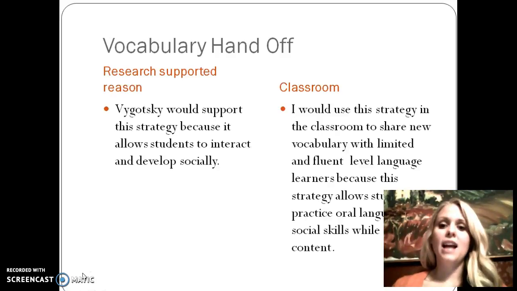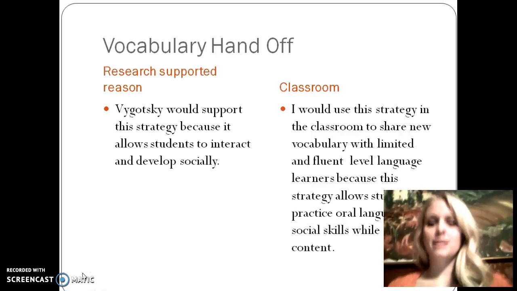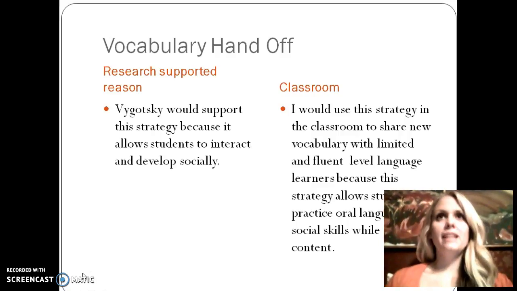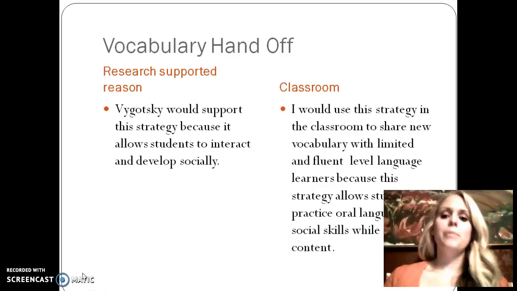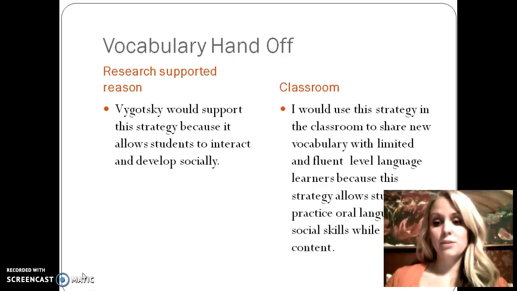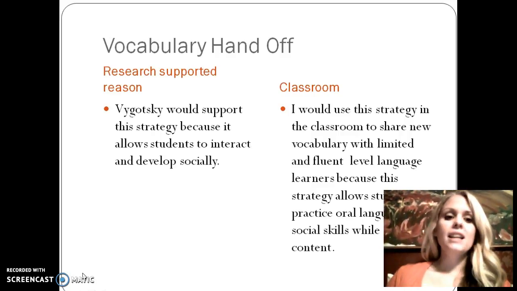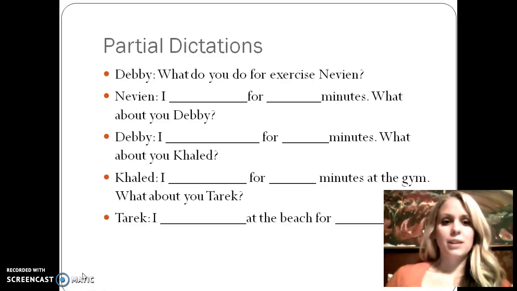I would use this strategy in the classroom to share new vocabulary with limited and fluent level language learners, because the strategy allows students to practice oral language and social skills while meeting the content criteria. I would also use this strategy for non-English speakers, but I would want to coach them with the new words ahead of time. So this isn't the first time they're learning the vocabulary, but maybe the second or third time, to ease the anxiety that they may have in front of their peers. This is research supported through Vygotsky, who would support this strategy because it allows students to interact and develop socially.